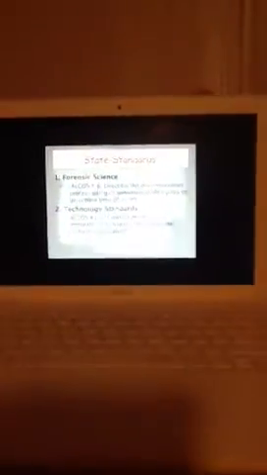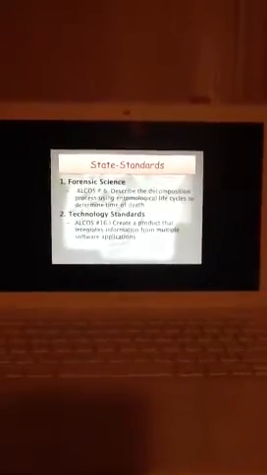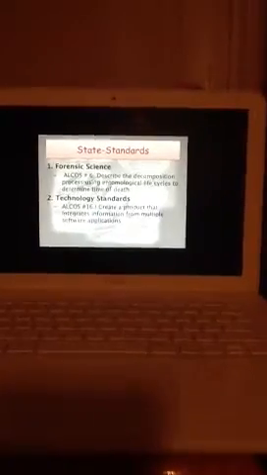That is what is indicated by ALCOS number 16, to create a product that integrates information from multiple software applications. The project they are doing is going to incorporate different technologies, which is why I picked that particular standard.